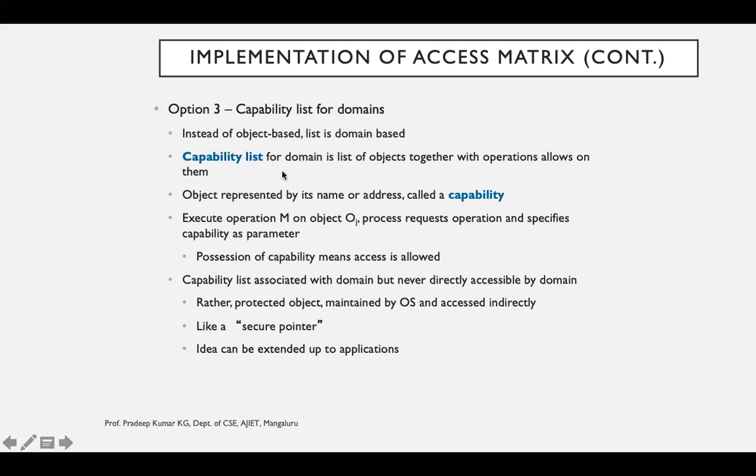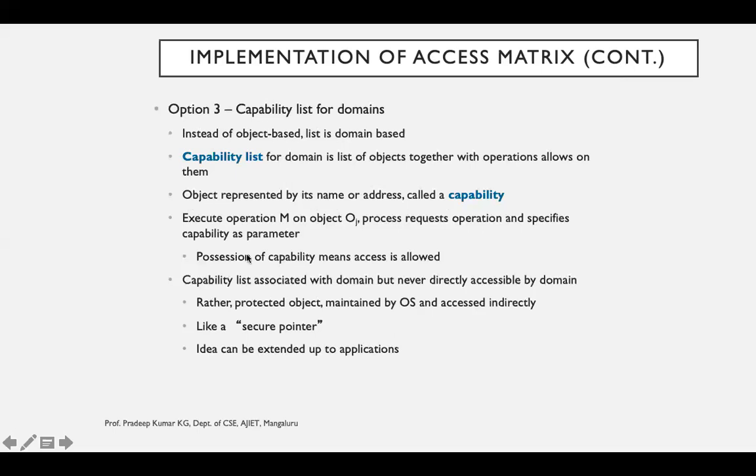Say we have three domains, D1, D2, D3, and three objects, O1, O2, O3. For each individual domain, we should have an entry with all the objects and operations: what operations are allowed for a particular object by the domain. That is what a capability list is. So how to do that? An object is represented by its name or address, and that is a capability. We represent a single object in the form of the name or address of the object. That is nothing but a capability.